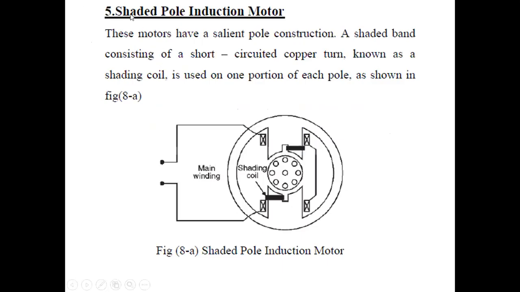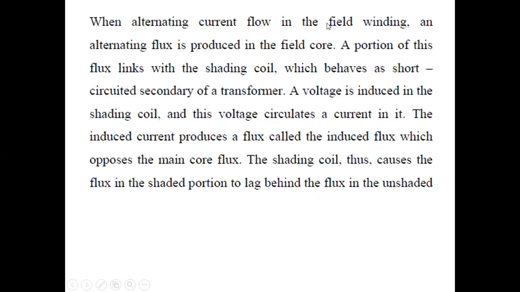Then we have a different concept, what we call the shaded pole induction motor. These motors have a salient pole construction. A shaded band consisting of a short-circuited copper ring, shown as a shading coil, is used on one portion of each pole as indicated. So we have a shading side and an unshaded side. When the alternating current flows through the field winding, an alternating flux is produced in the field core. A portion of this flux links with the shading coil, which behaves as a short-circuited secondary of a transformer. A voltage is induced in the shaded coil, and this voltage circulates a current in it.